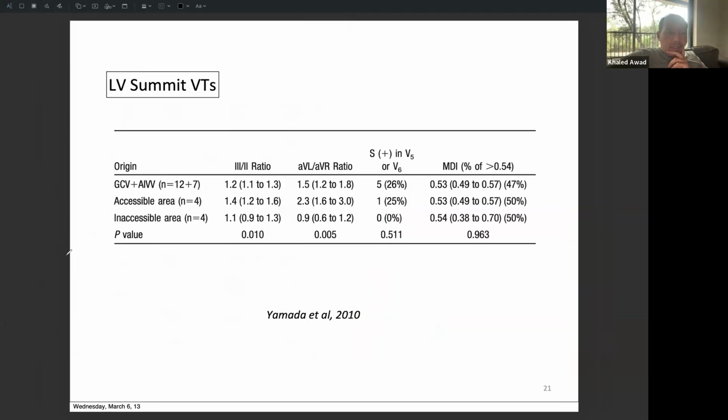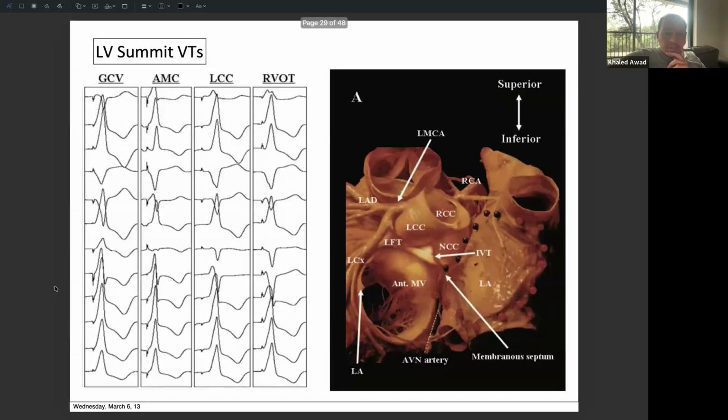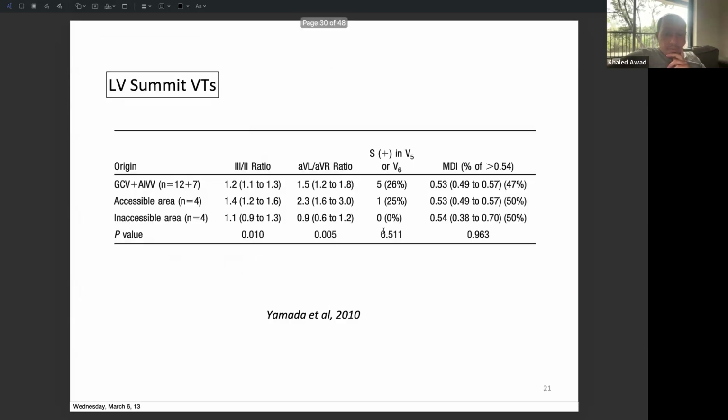So the LVOT, especially when you get to this LV summit, this area closer to the left main, becomes what we call the inaccessible area. The area closer to the mitral valve is more accessible and easier to ablate. Sometimes you have to ablate it from the left coronary cusp. And there are EKG criteria for the aVL to aVR ratio that predict the accessible versus the inaccessible area.